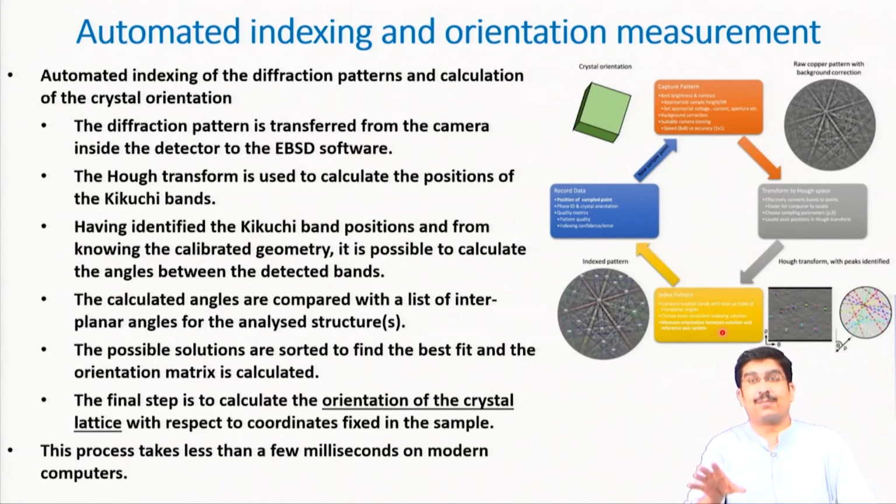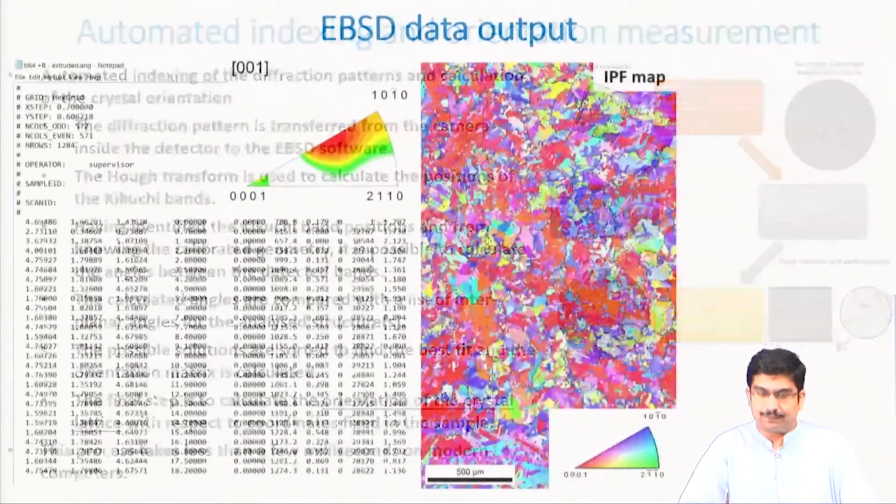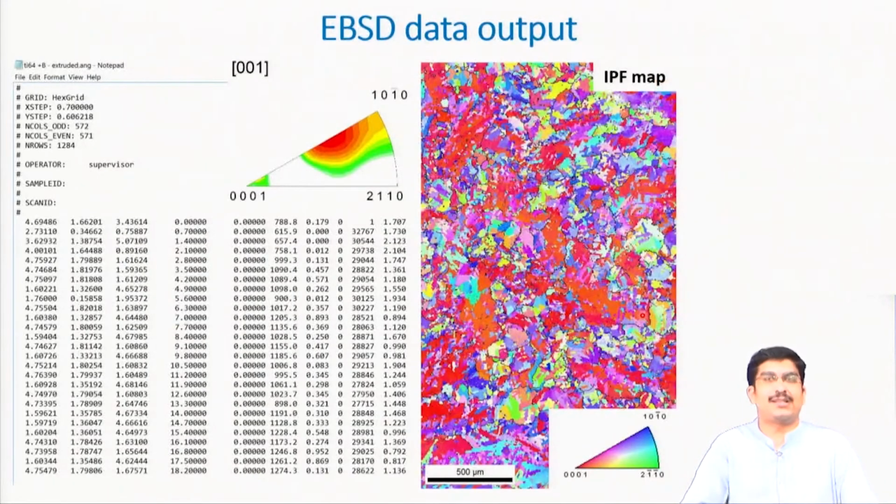Okay, but the basic principle remains the same. These 4 steps you have to recall and remember. Now this is how the EBSD data comes out. This is the output. I am showing you a real EBSD data output. If you open it as a text file, this is what you are going to see. Each of these rows is basically a pixel, the information in a pixel.